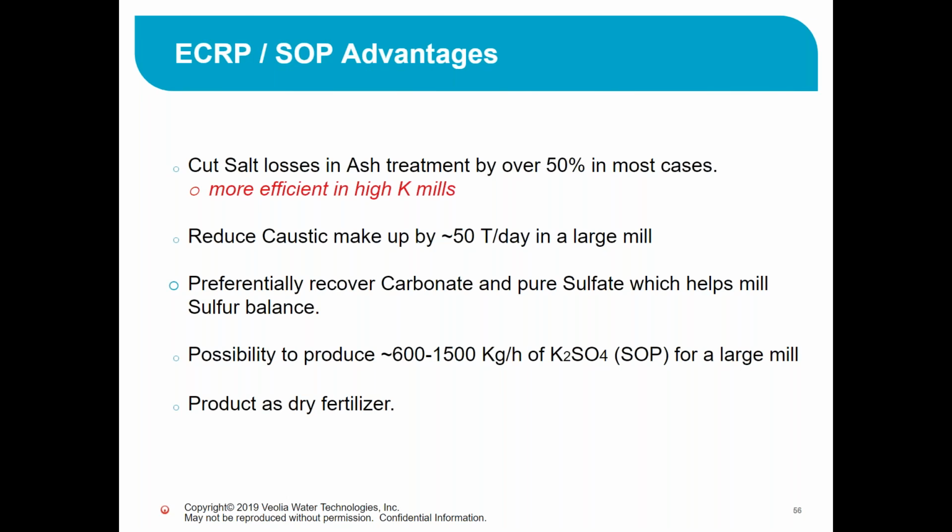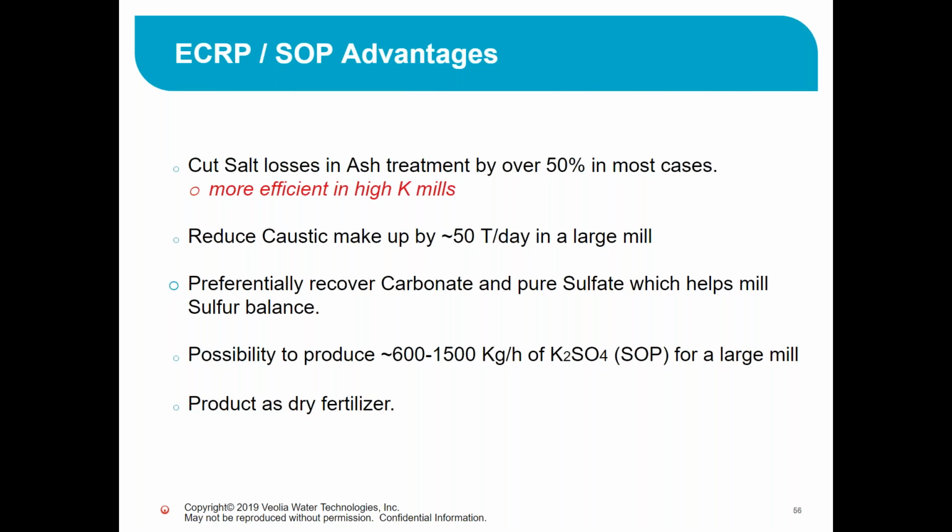And typically, for what this ECRP or SOP system will do in a large mill, normally you can cut your purge rate by about 50%. It's more efficient if you have higher potassium. We cut it by more. If you have higher chloride, then it's going to not be as strong.